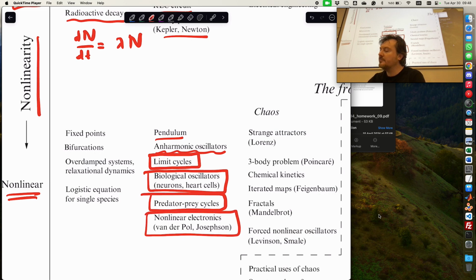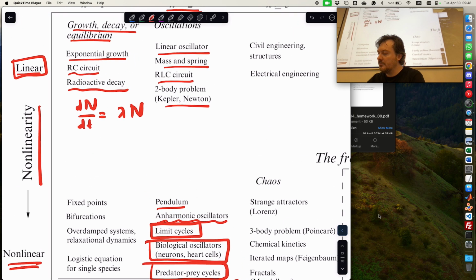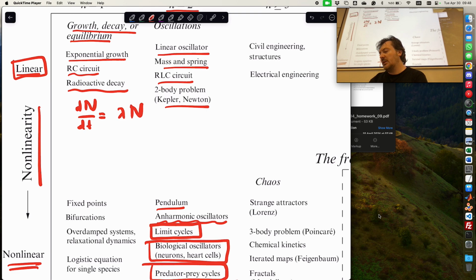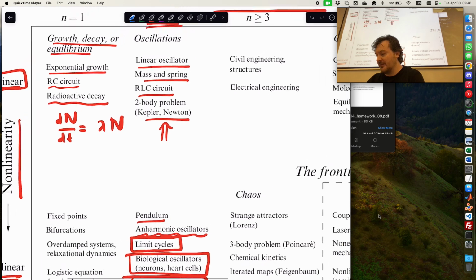I have a question. Sure. Here we gave the 2-body problem as an example of a linear system, but isn't it nonlinear? I think what they mean by this is linearization around the point. But let me think. Why should it be nonlinear? Because there's gravitational force between them. Yeah. 2-body problem, linear. I think they are mentioning linearization around that point, I guess.